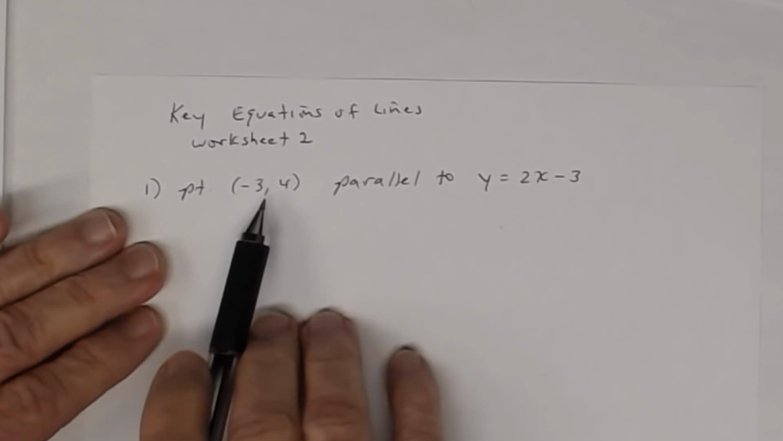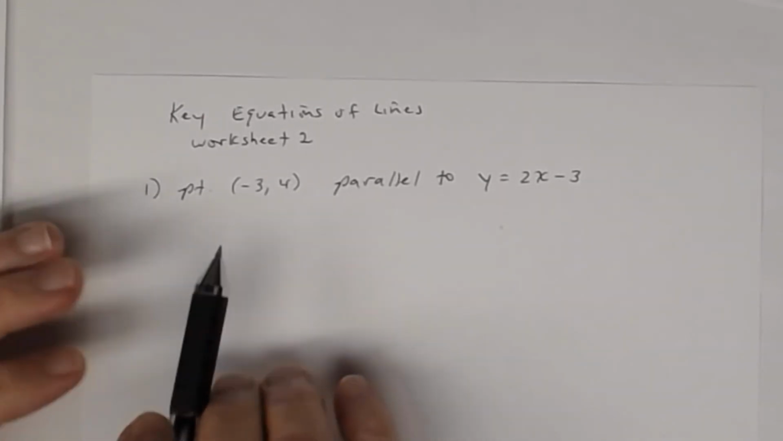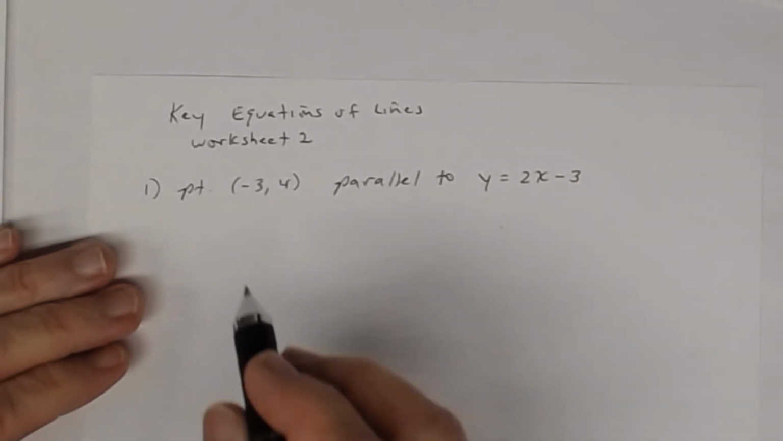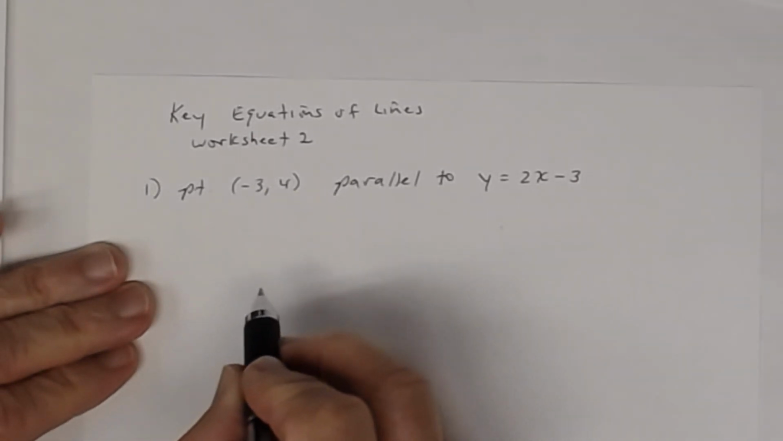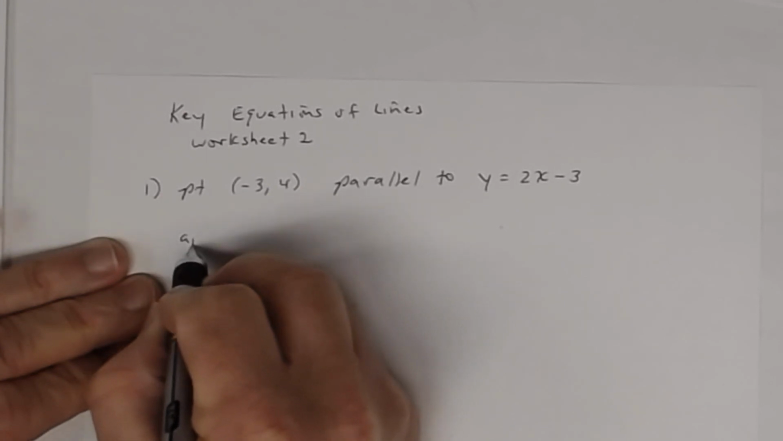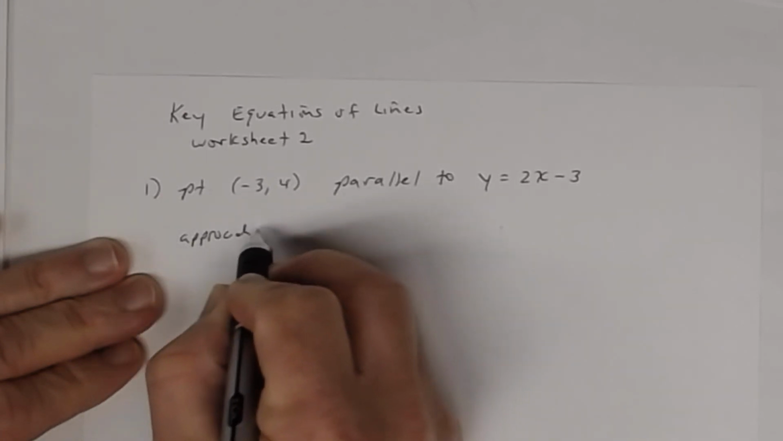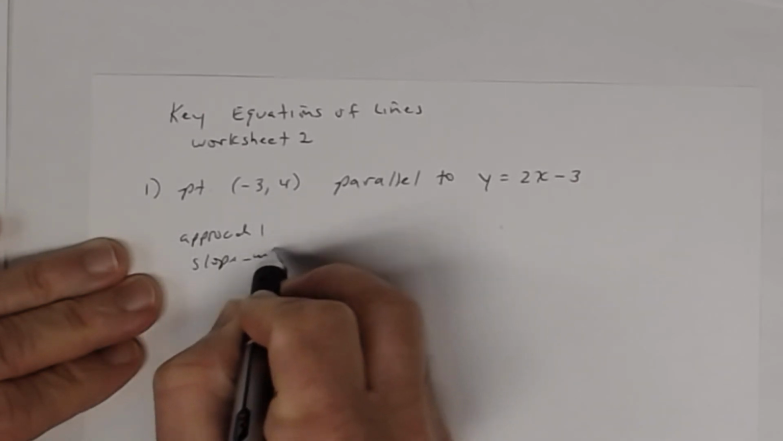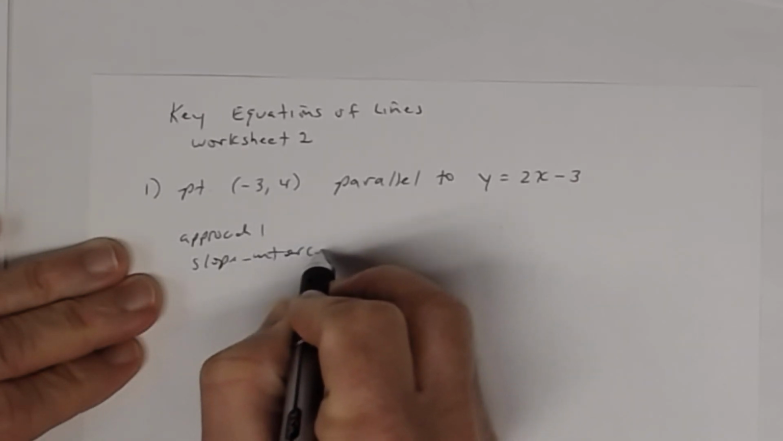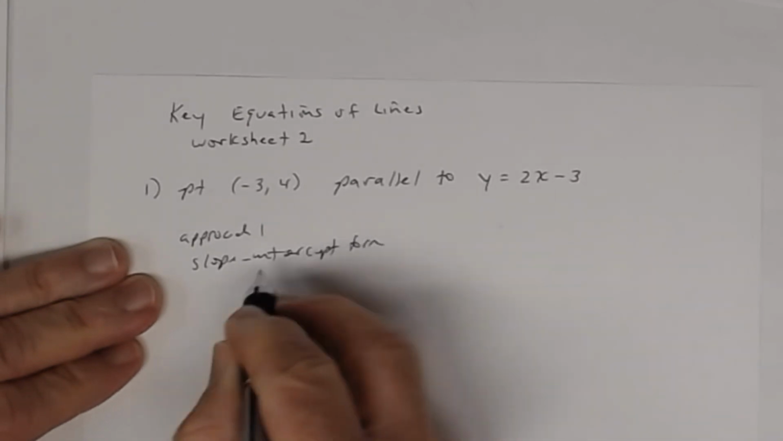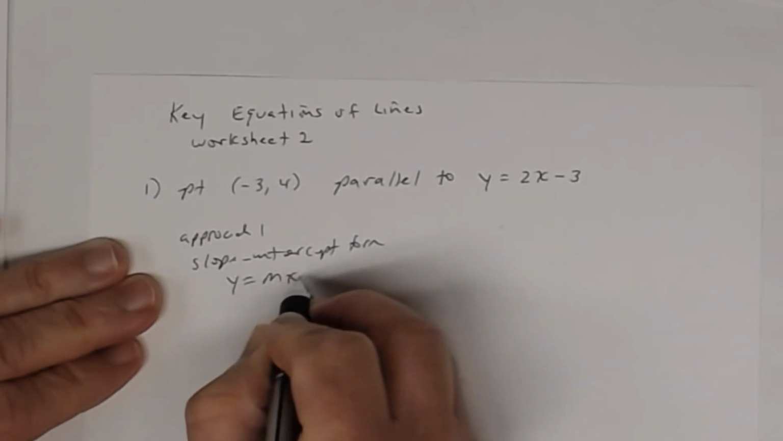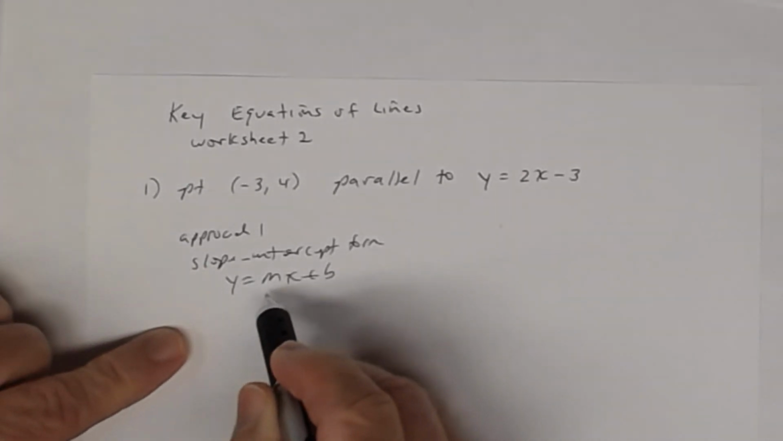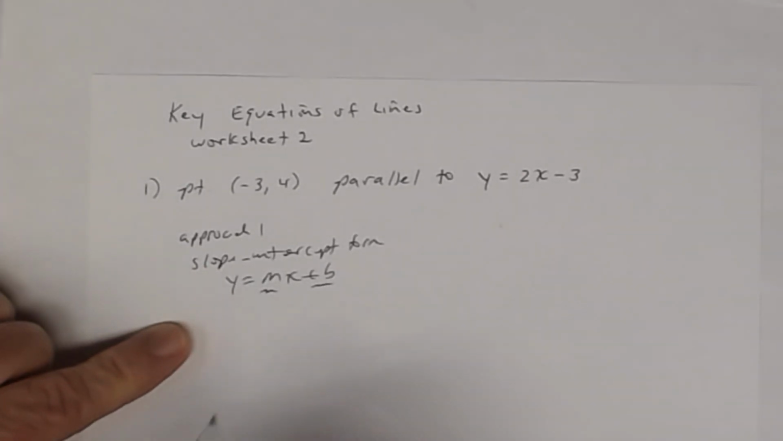So whenever you want to find or write the equation of a line, there are a couple of ways you can do that we've talked about. One is to use slope-intercept form. So approach number one, slope-intercept form, which is y equals mx plus b. So if you're going to use approach number one, you need to know the slope and the y-intercept.